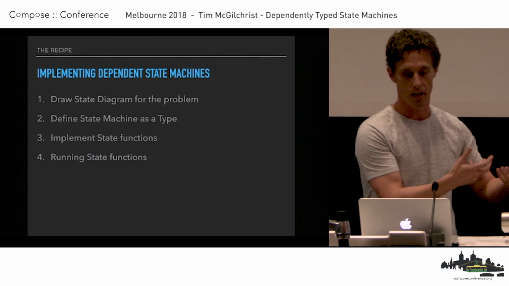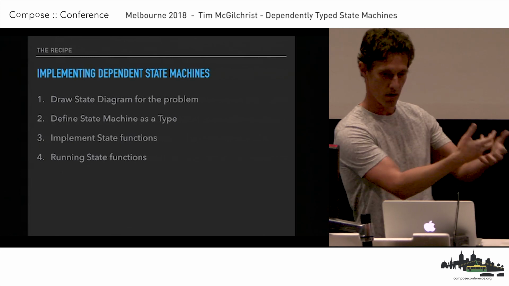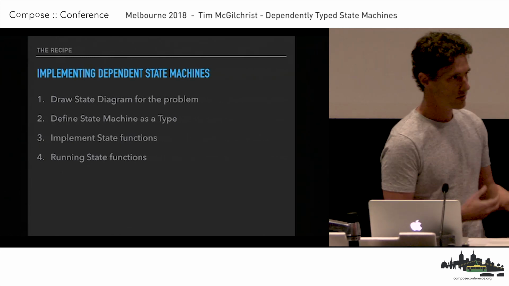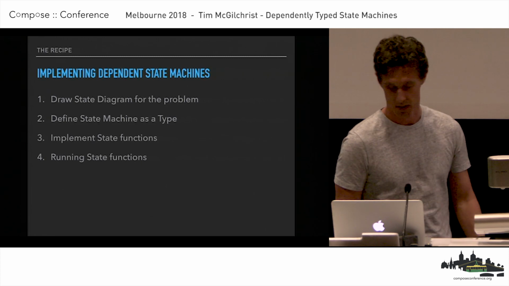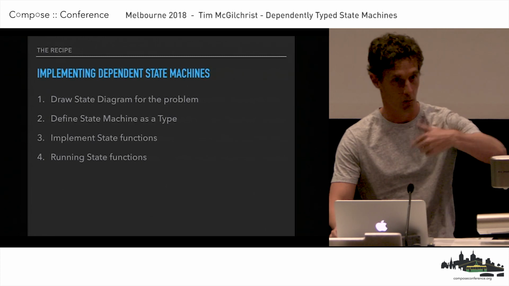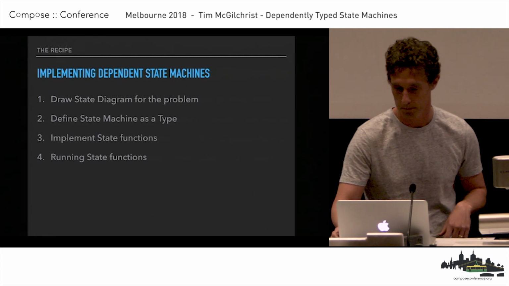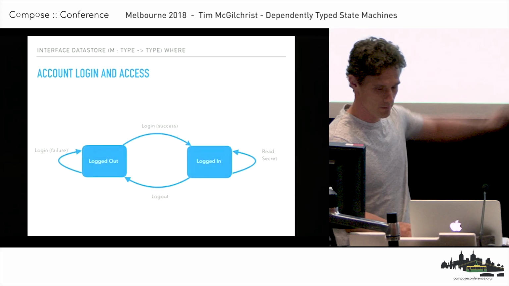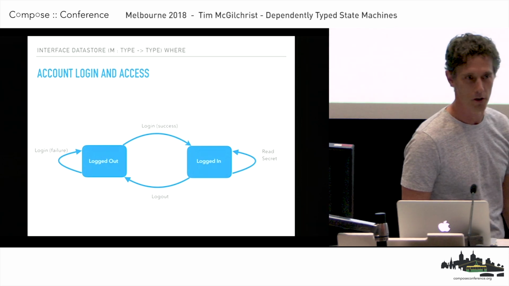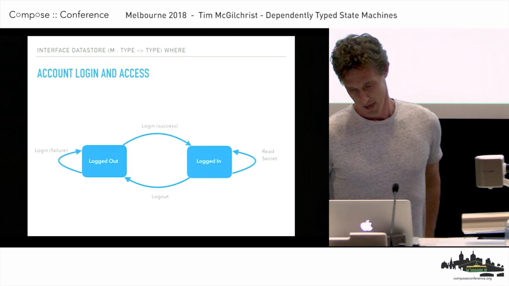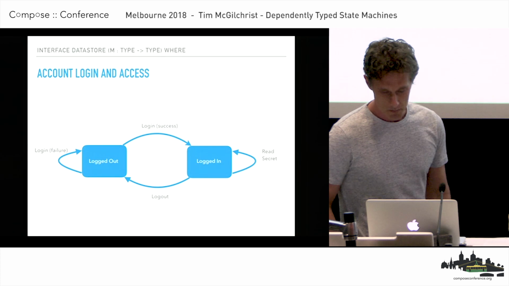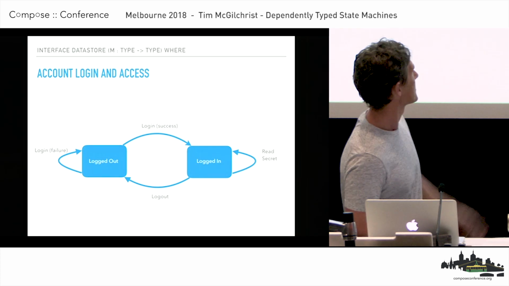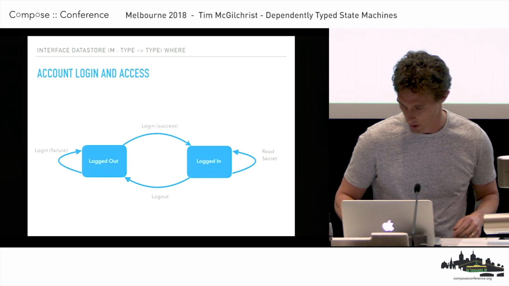You implement some state machine functions on top of that state machine type, and then you define a way of running your state functions. So we're going to go through each one of those, and we'll look at some code for them. So this is my state machine. It's only got 2 states because I'm no good at drawing diagrams, and it's simpler. This is also evidence of why I'm not a graphical designer.